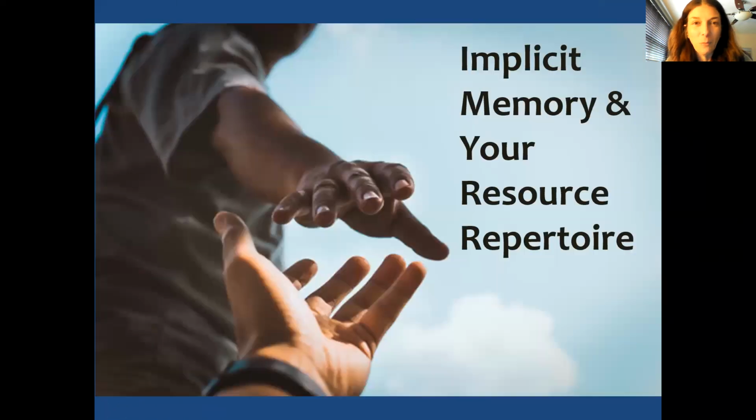Okay, so the first lesson was implicit memory and your resource repertoire. We can combine some of what we learned in the resource section and put it into the memory section. That was the goal of learning the resources first. We need to be resourced and be able to cope with the memories that come up. If we feel dysregulated or uncomfortable, we want to be able to manage it. So that's why that section came first.